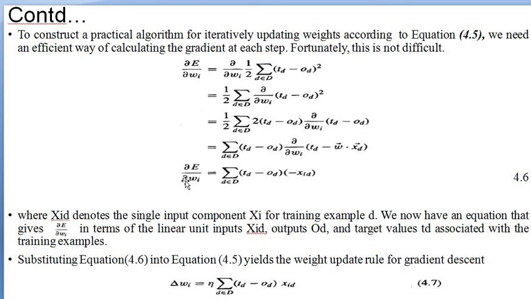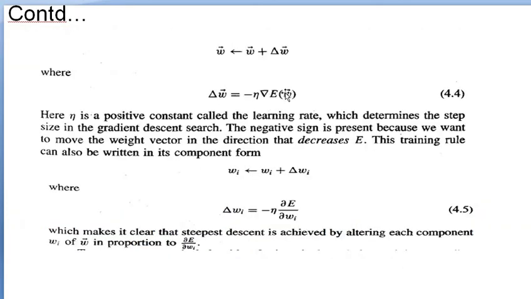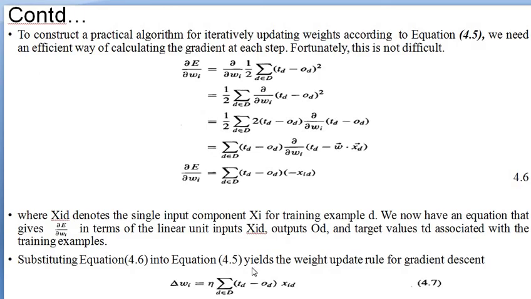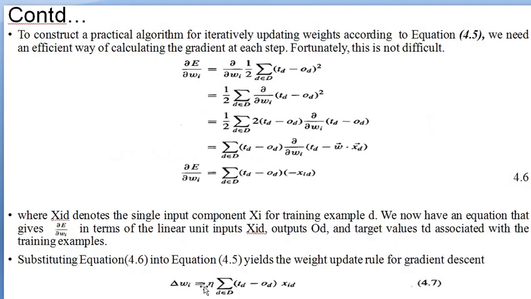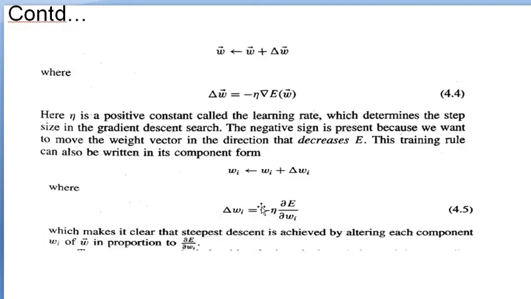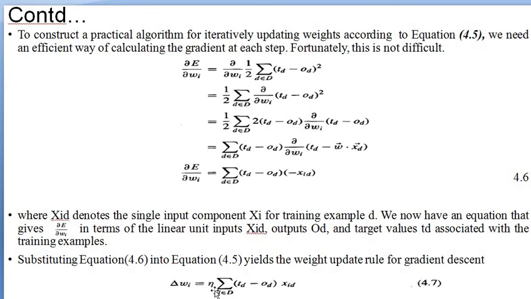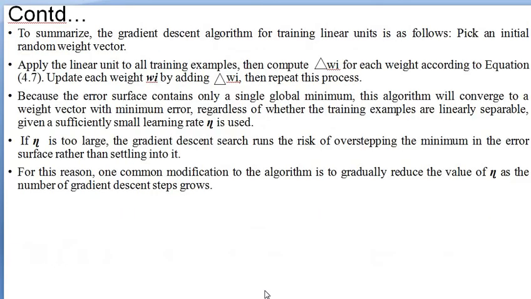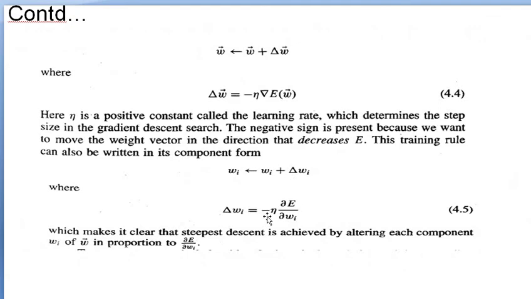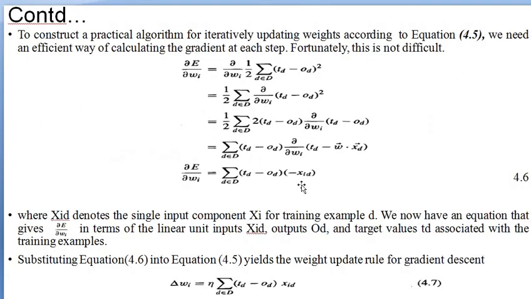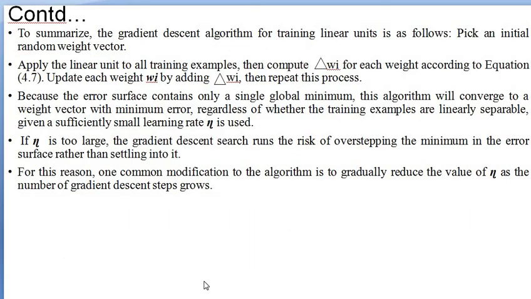Now simply apply it in this formula. It becomes eta times the summation over d belongs to D of Td minus Od times x. From equation 4.5, we can call it eta into summation of Td minus Od into xi. The minus sign gets cancelled here. Look at this: in 4.5, eta is there with a minus symbol, and here this also has a minus symbol. Minus into minus becomes plus, so you will get this form. This is the equation.